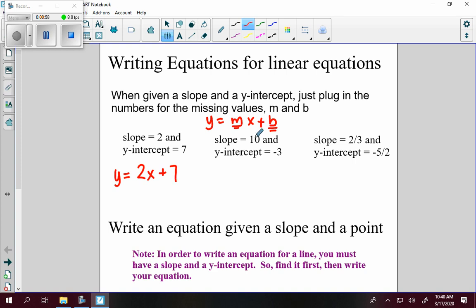If we're given a slope of 10 and a y-intercept of negative 3, we're just going to put the 10 in for m and the negative 3 in for b. So we have y equals 10x, and instead of putting a plus, I'm going to put a minus 3.